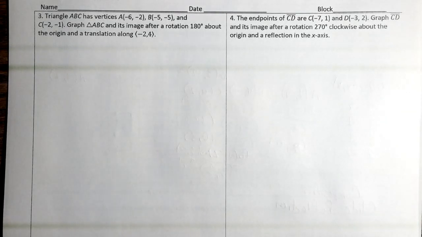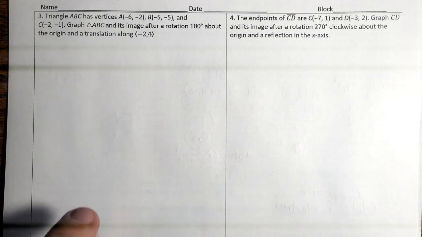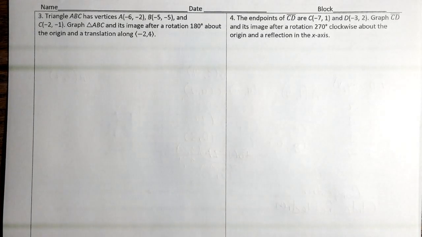Okay, number 3. Triangle ABC has vertices and gives us the coordinates. Graph ABC and its image after a rotation of 180 degrees about the origin and translation along vector negative 2, 4. All right, I'm not going to graph this. This is graphed in the classroom. We did this together yesterday. Send me a message if you need the graph. But we're going to do the math part because that's what we're about here on this video.